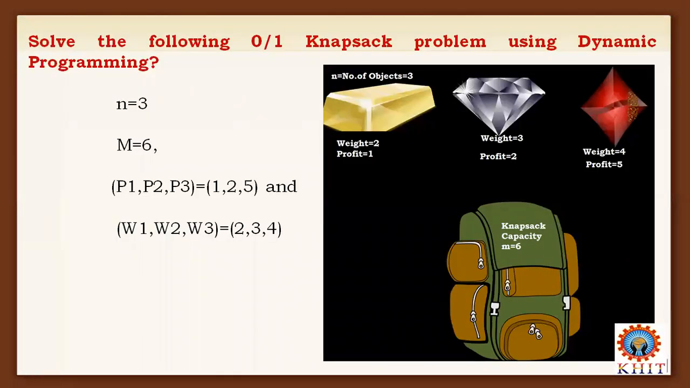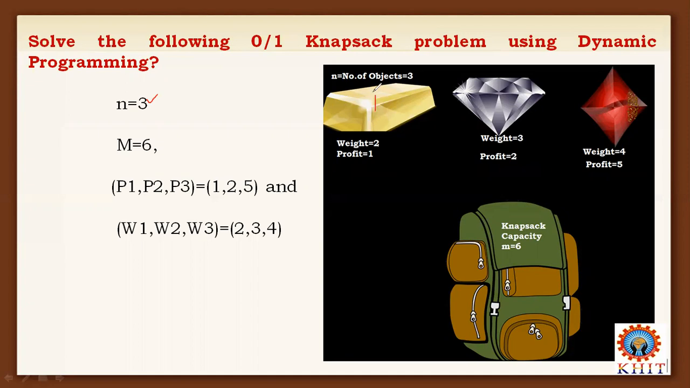Now, friends or students, I will explain the shortcut method here. There is a problem. You need to solve the given 0/1 knapsack problem by using the dynamic programming approach. You will see here n is equal to 3. That means there are three items.